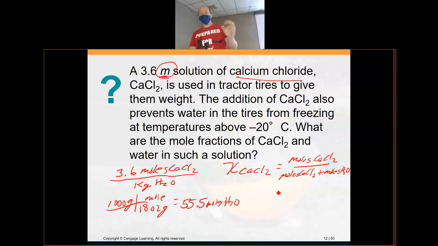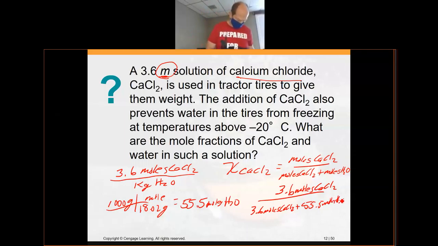All right, so it's very important to know the units. If you know what the units are, then this is a very simple problem. If you don't know the units, it's an impossible problem. 3.6 moles of calcium chloride over 3.6 moles calcium chloride plus the 55.5 moles of water. All right, and so you take your 3.6 and divide by that total, and you get 0.0609. We only need two sig figs, 0.061. And so that is your mole fraction for your CaCl2.